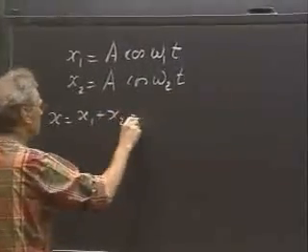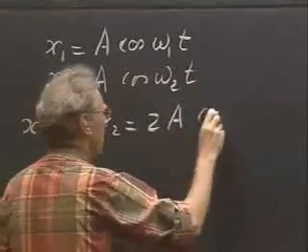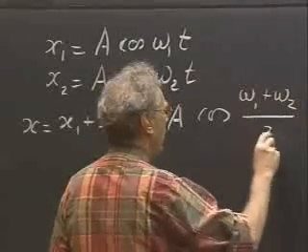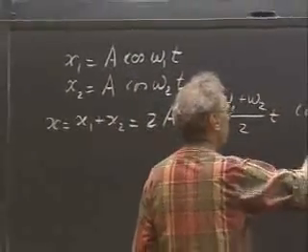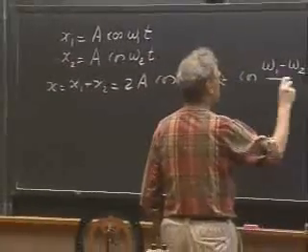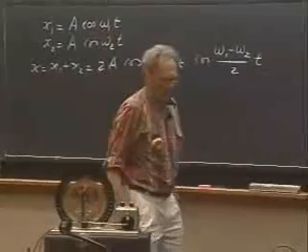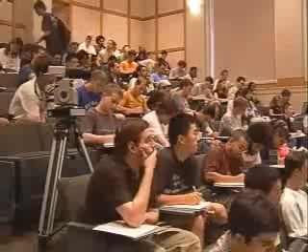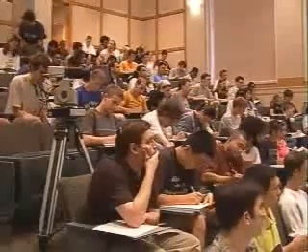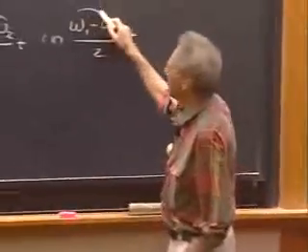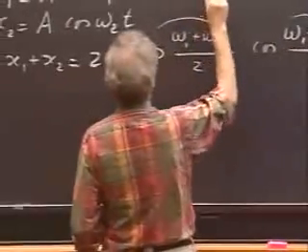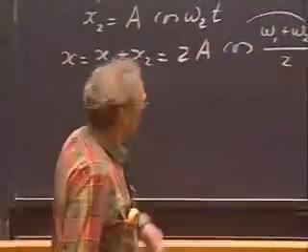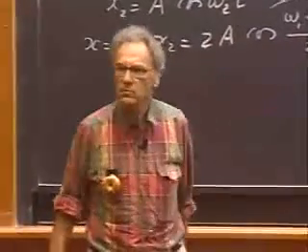x1 plus x2, you get 2A times the cosine of half the sum, (omega 1 plus omega 2) divided by 2, times t, times the cosine of half the difference. And when you look at this, you have here a frequency which is high compared to this frequency. You can best see that if omega 1 is very close to omega 2, and you could simply replace that by omega, then this is simply saying cosine omega t.